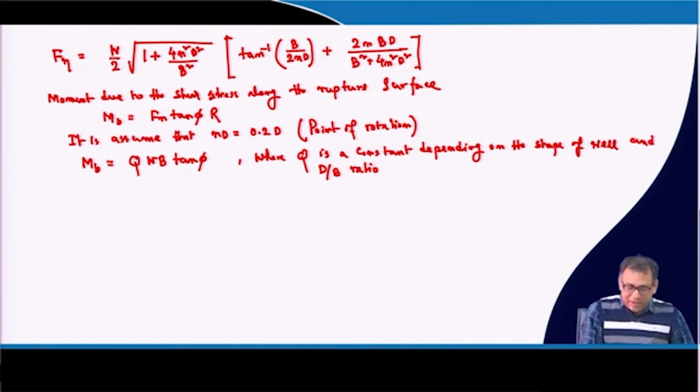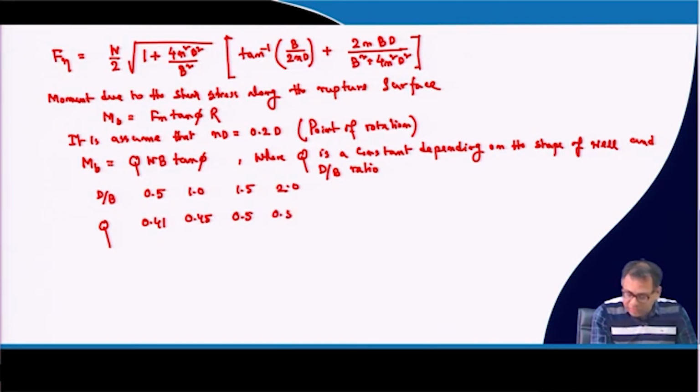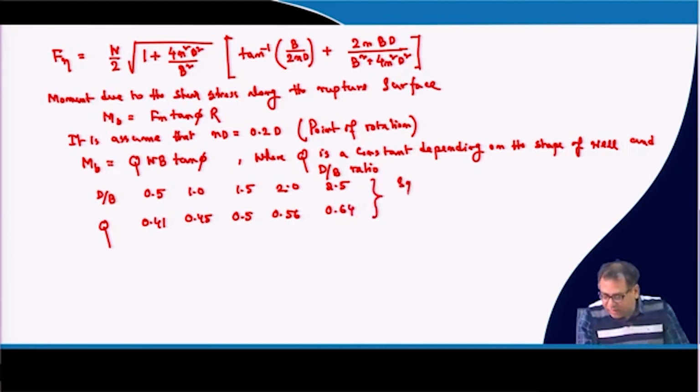And then these q values are given in terms of d by b value. If d by b is 0.5, q is 0.41. If d by b is 1, q is 0.45, and d by b is 1.5, q is 0.5. If d by b is 2, q is 0.56. If d by b is 2.5, q is 0.64. And these values are for square or rectangular well.